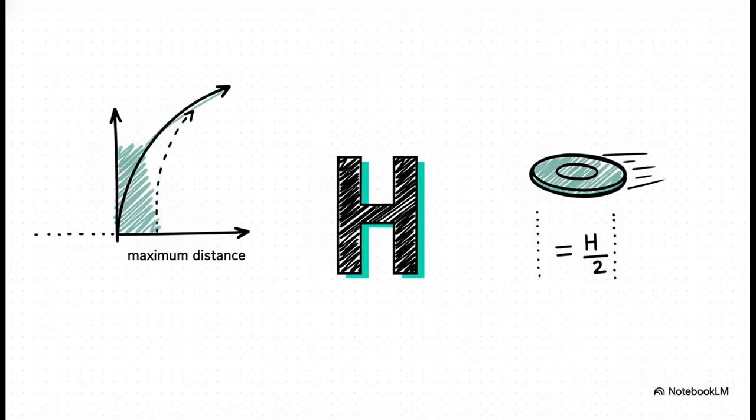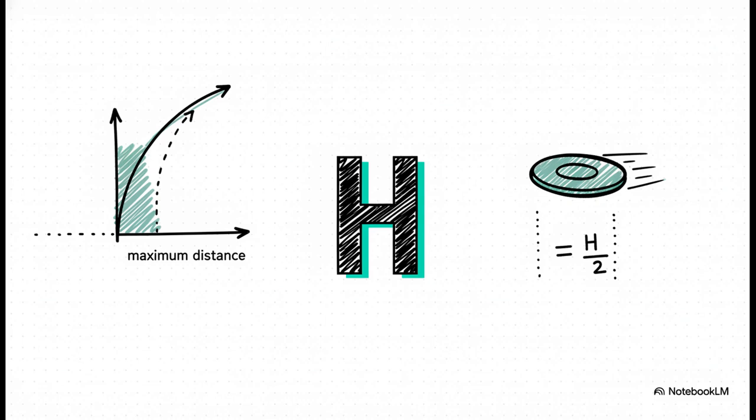But wait, it gets even cooler. What is that maximum distance? Well, if you plug our perfect height, H over 2, back into our distance equation, the math just works out beautifully. And the result is kind of mind-blowing. The maximum possible horizontal distance is exactly equal to the total initial height, H.